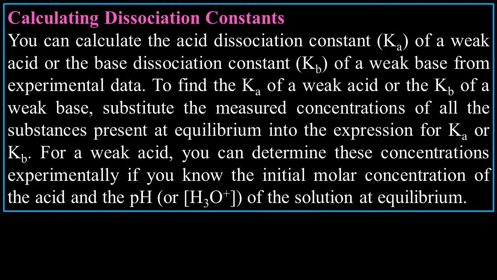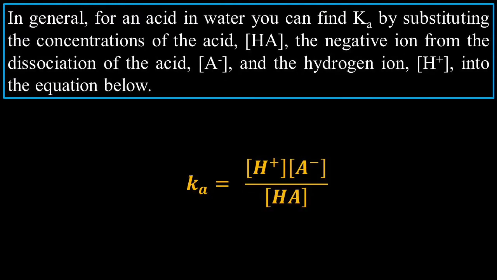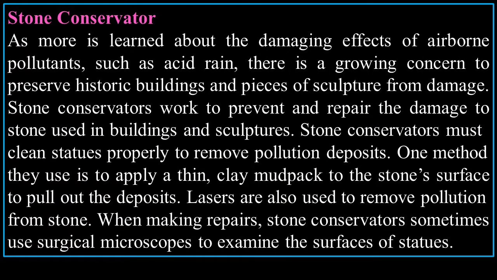Now remember, the dissociation constant, the Ka or Kb, does not have water in it. The water times the Keq equals the Ka or Kb, depending. In general, for an acid in water, you can find Ka by substituting the concentrations of the acid, HA, the negative ions from the dissociation of the acid, the anion A⁻, or whatever it is, and the hydrogen ion concentration into the equation below. Ka equals the molar concentration of the hydronium ion times the anion divided by the acid.